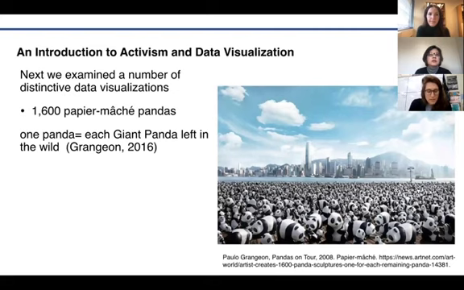To introduce the artistic and socially impactful possibilities of data visualization and expand perceptions of data visualization beyond the charts and graphs students had previously encountered in their math and science classes, we examined a number of distinctive data visualizations. First, we looked at this image that showed 1,600 papier-mâché pandas. Each panda represented one giant panda left in the wild. This was installed in urban locations around the world. Next slide.